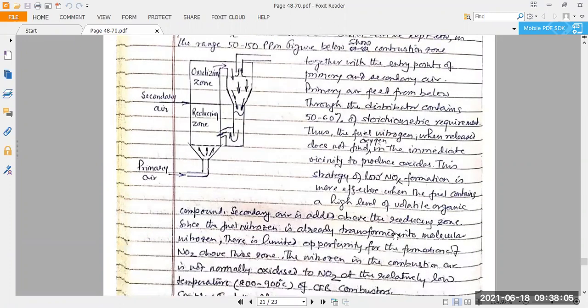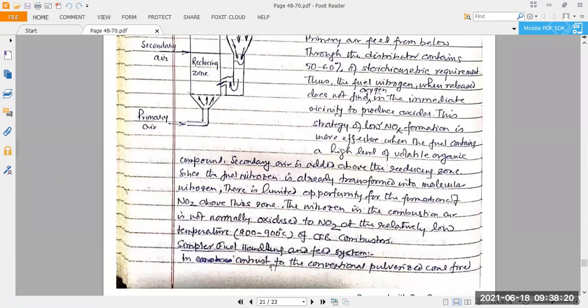Secondary air is added above the reducing zone, since the fuel nitrogen is already transferred to molecular nitrogen. There is limited opportunity for the formation of NO2 below the furnace itself. For example, this is a limited opportunity for the formation of NO2 above this zone.